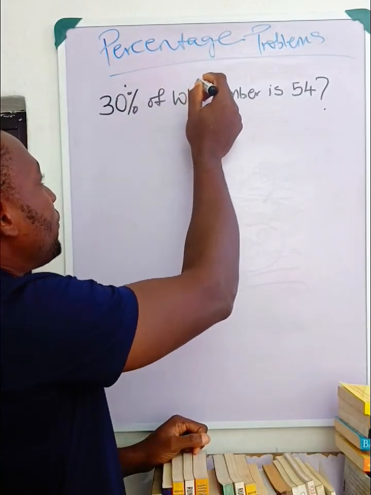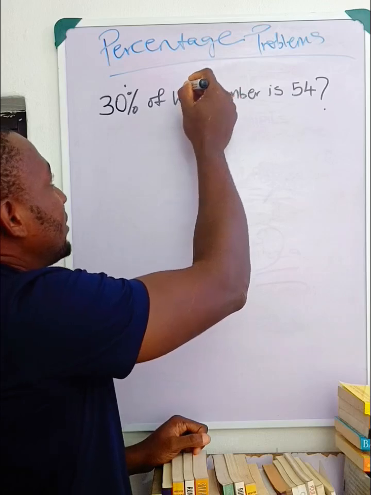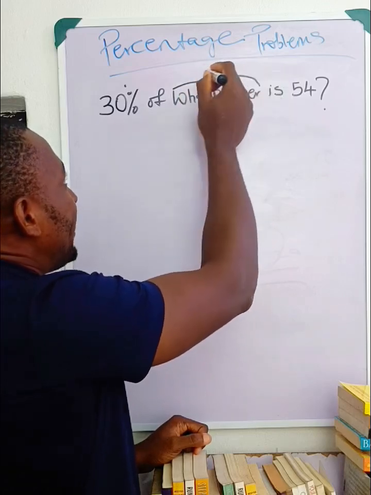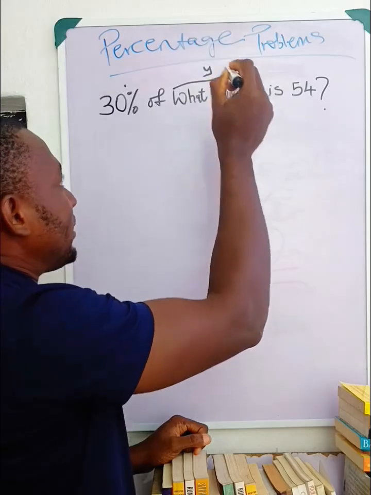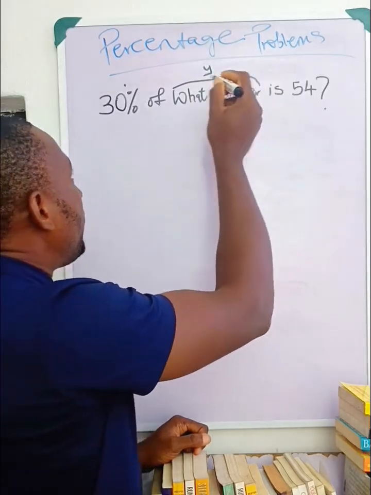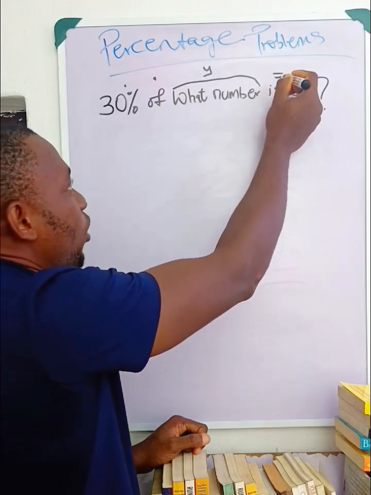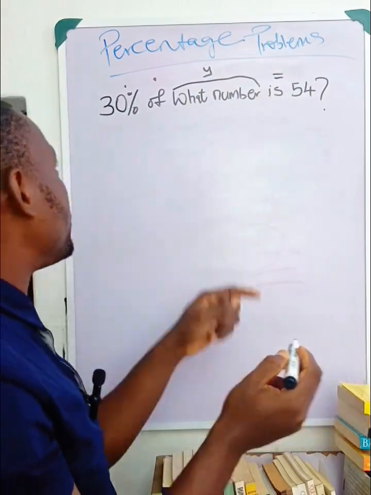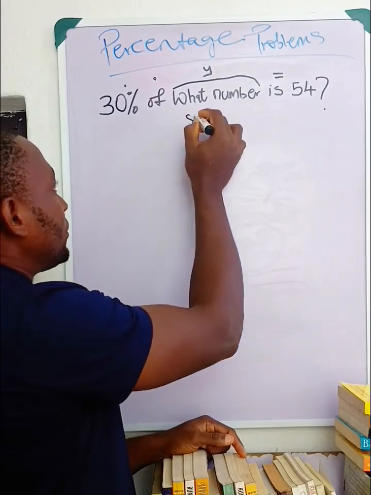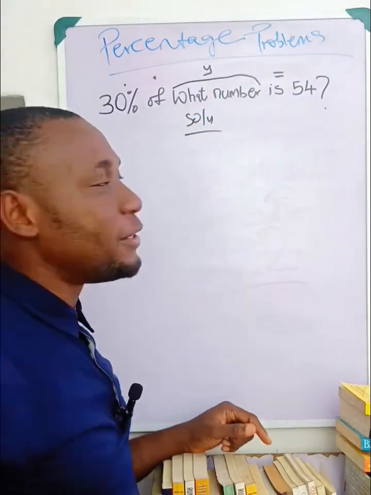30% of what number? Let's say y is 54. Here is multiplication. Here is equal to. Okay, let's rewrite it. Solution. Follow carefully.